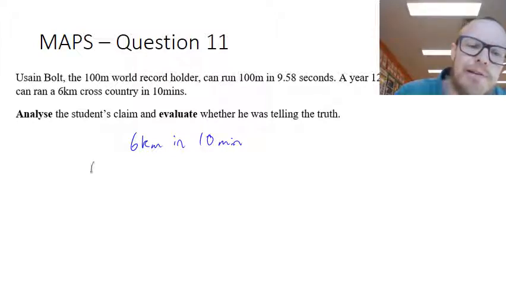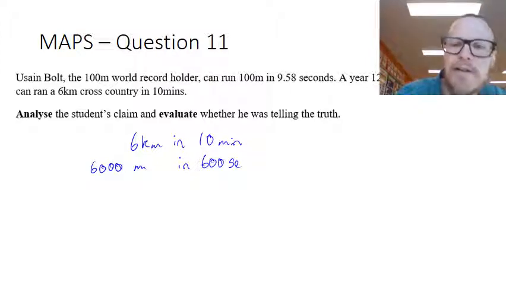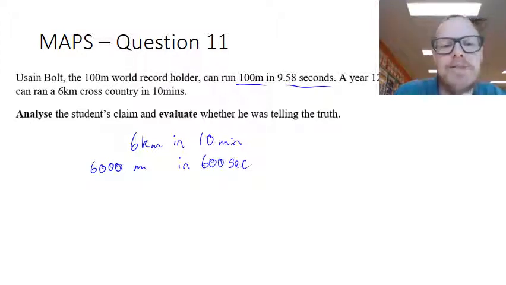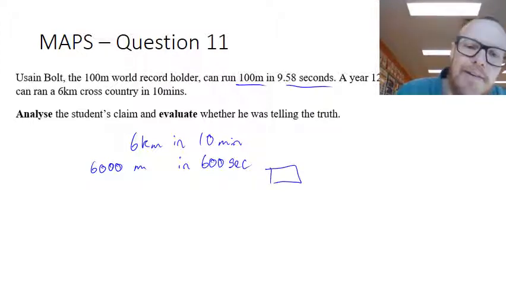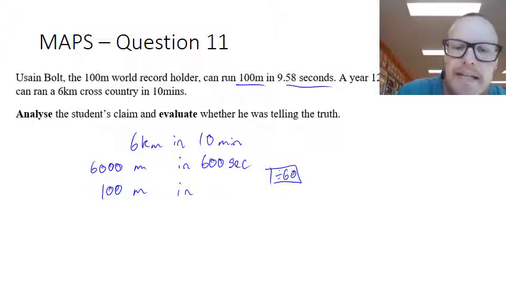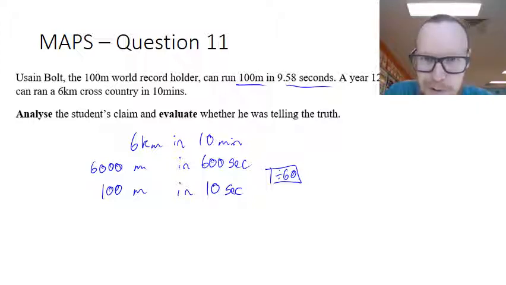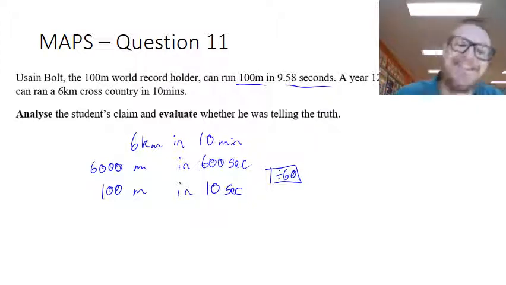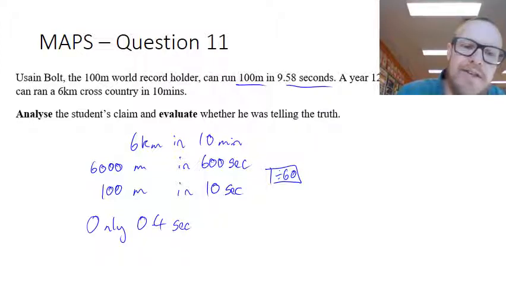So 6 kilometers, that's 6,000 meters, and that takes him 600 seconds, because we can look at the distance in meters and the time in seconds. So 600 seconds. If I divide both of these by 60, I'll get how fast he can run 100 meters. 100 meters in 10 seconds. Not as fast as Usain Bolt, but only 0.4 seconds slower.